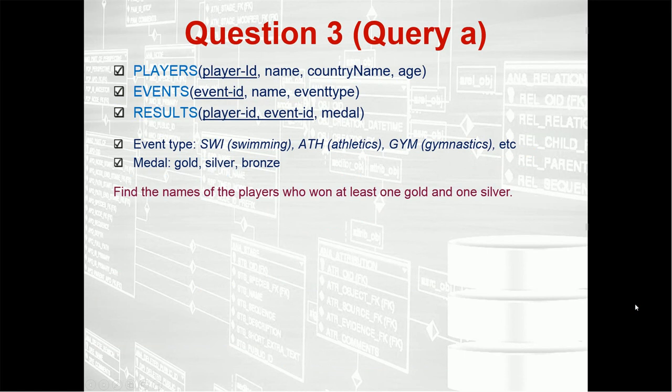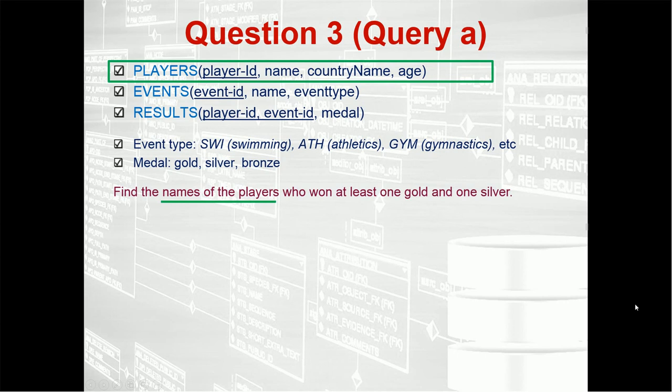Please press pause at this point if you need time to attempt this question. Similar to question 2, we identify the relations required. Here, players relation is used to find the names of the players, whereas results relation allows us to look for details of gold and silver medals.